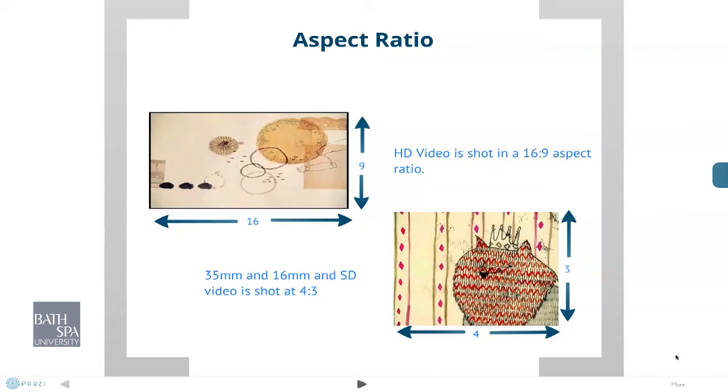Typical aspect ratios are 16:9, which is used for HD video, and 4:3, which is used for older standard definition video, 35 and 16mm film. There are other aspect ratios used in US and European cinema, but the main ones that we focus on are 16:9 and 4:3. The cameras we have in the university are capable of shooting in either aspect ratio. Usually we shoot on a 16:9 aspect ratio.